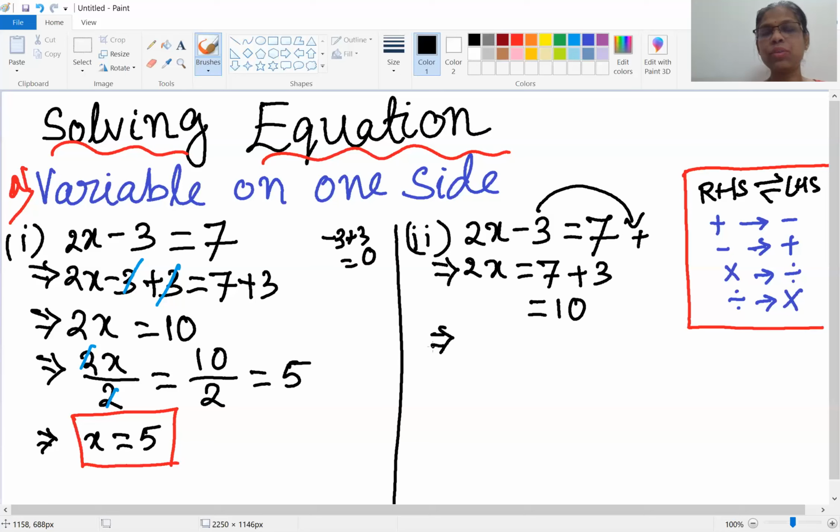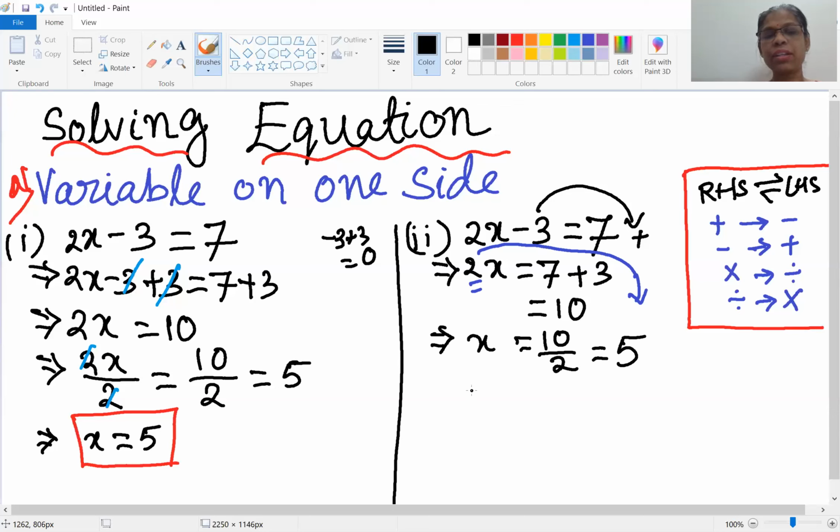My step number 2, here I have 2 here. I have to take it out in the same manner. If it's coming here, then the value of x, as this is multiplication, I have to divide the left hand side, which is 10 by 2 is 5.